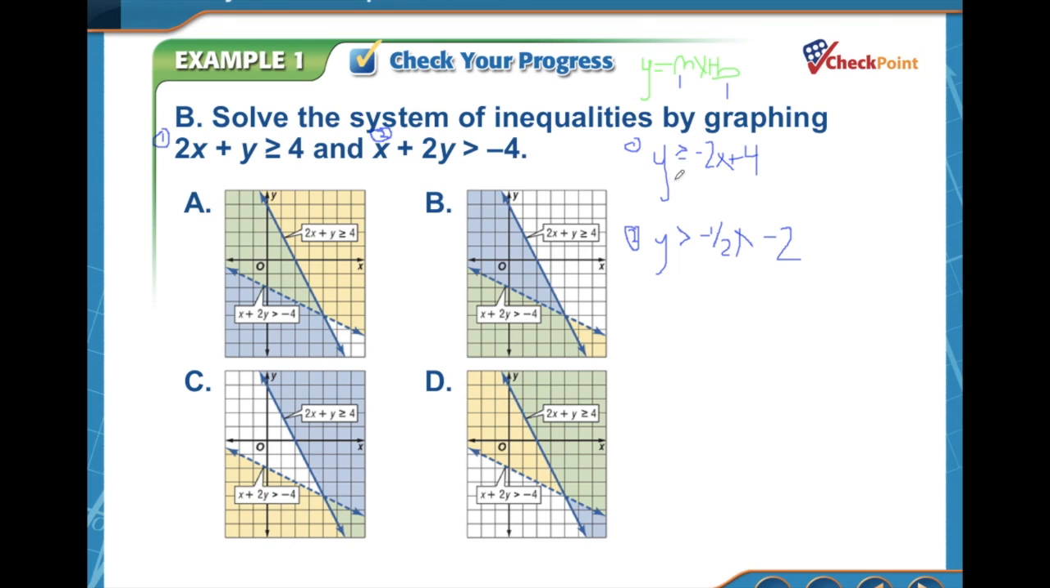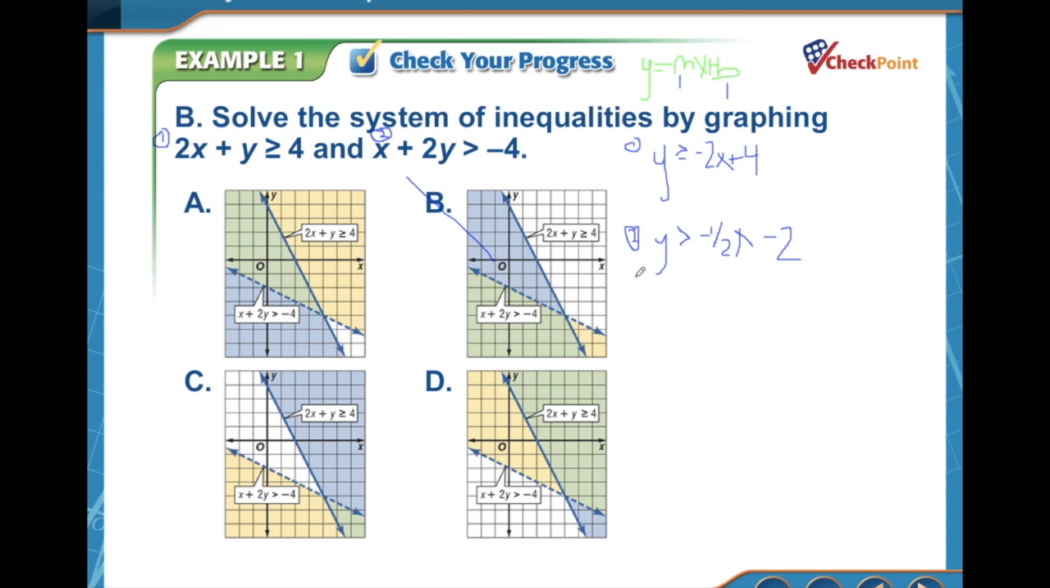But it says greater than here, so we should shade above the line. So if any of these are not shaded above the line, if there's just white space above it, we know it's wrong. So B is shaded below our solid line here, so that one's out. We can eliminate that. Now what else do we know? Our second line has an intercept of negative 2, so we see that. Negative 2, here and here, those are all true. But for this line, we want to shade above it.